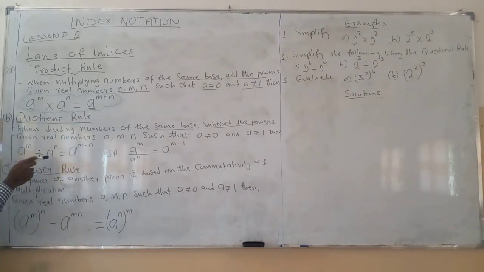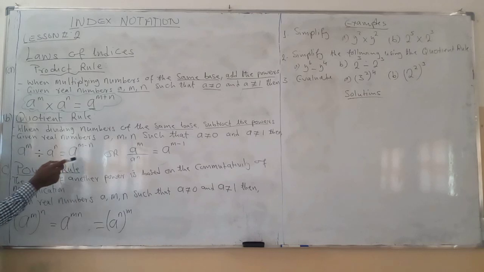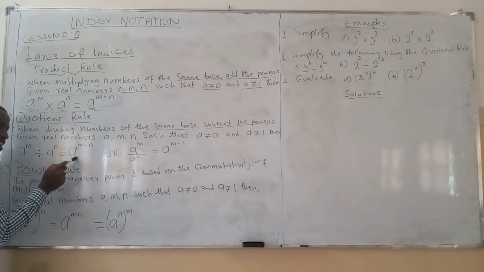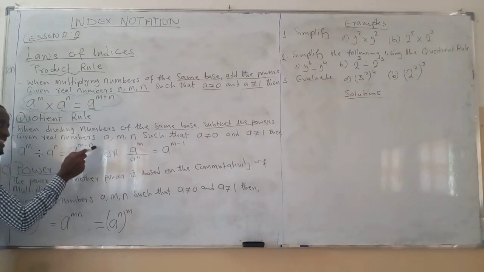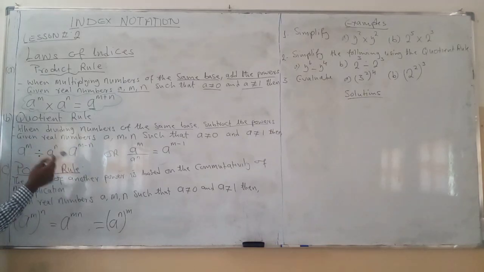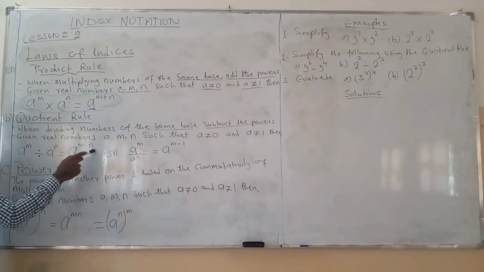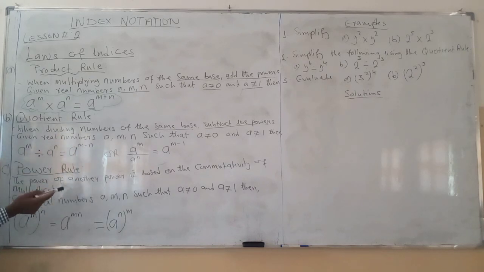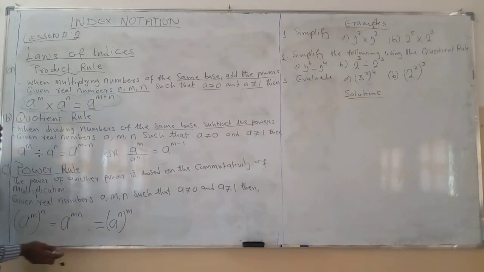You see, a^m divided by a^n, all you need to do is maintain the base, which is a, then subtract the powers, m minus n. Now if m was 1 and n is 2, it will be 1 plus minus 2, which is negative 1, and you simplify: 2 minus 1, which is 1, then it means that the answer will just be 1.